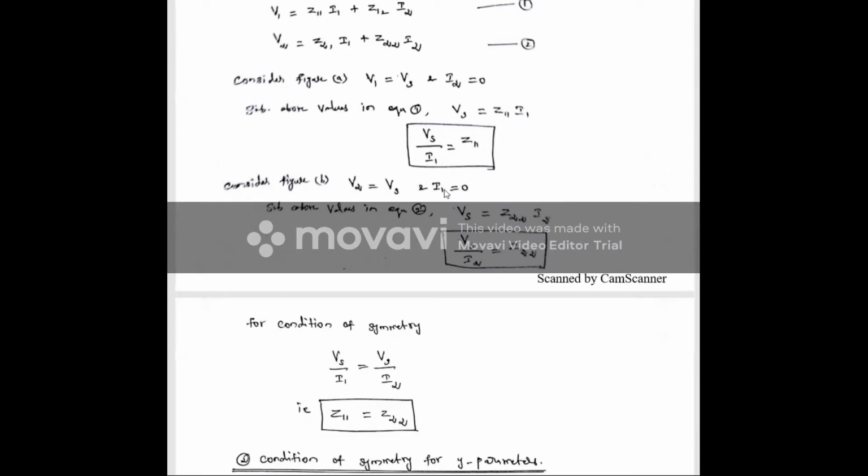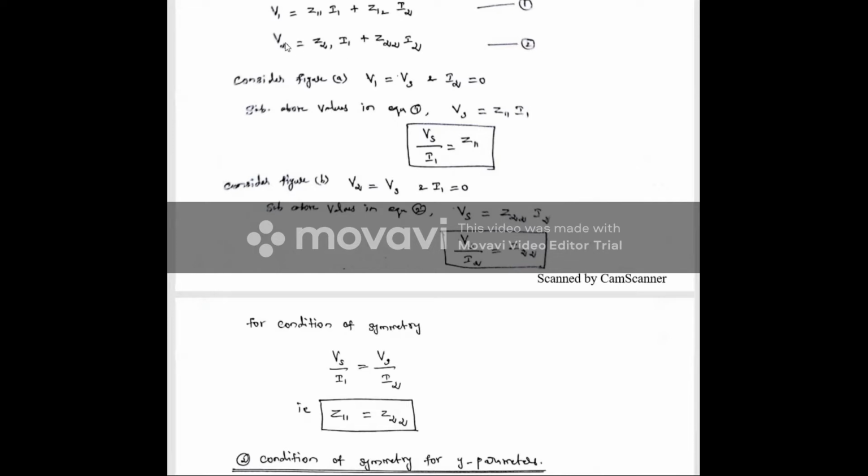Next, we are considering the second figure. In the second figure, the voltage V2 equal to Vs and I1 we are making 0. So in the second figure, V2 we are applying the source voltage at the output port and we are making the input port current equal to 0. So V2 equal to Vs and I1 equal to 0. Substitute this value in equation number 2.